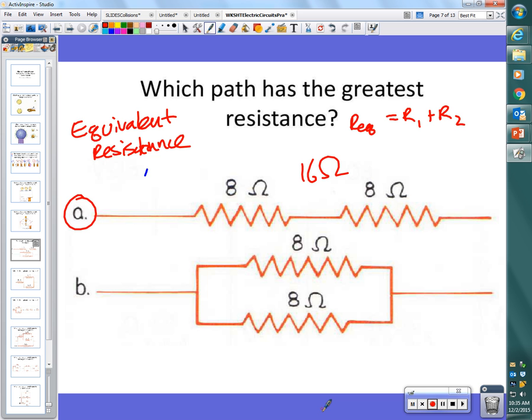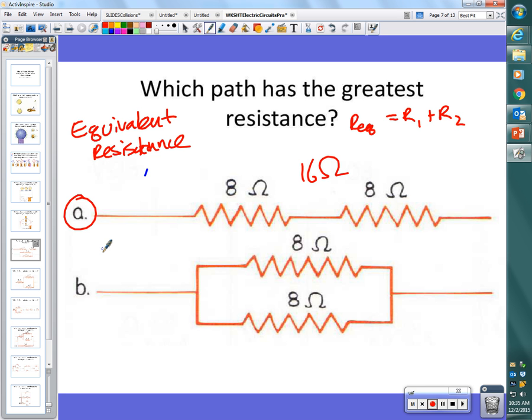Okay. In general, though, let's switch to parallel. In general, the more resistors that we add, what does that do to the resistance overall? In parallel, if we add more paths for charge to flow, the total resistance decreases. So equivalent resistance increases in series, but decreases in parallel. More paths, less resistance. Okay? Good there?